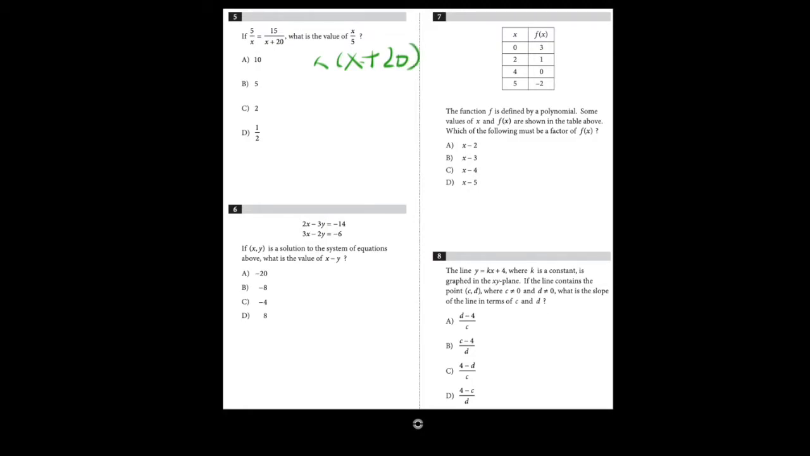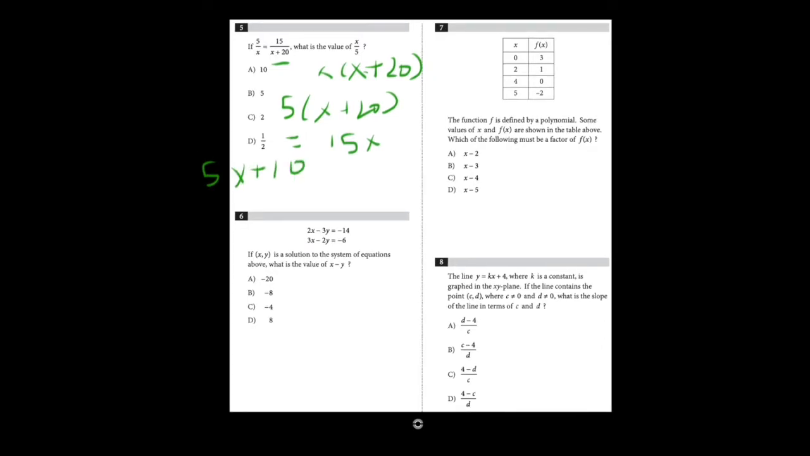So 5 over x times this would give you 5 times x plus 20 is equal to, then the x plus 20 would cancel out on this side. So 15x, so you're left with 5x plus 100. 100 is equal to 10x. So x is equal to 10 because 10x equals 100. So our answer is A.